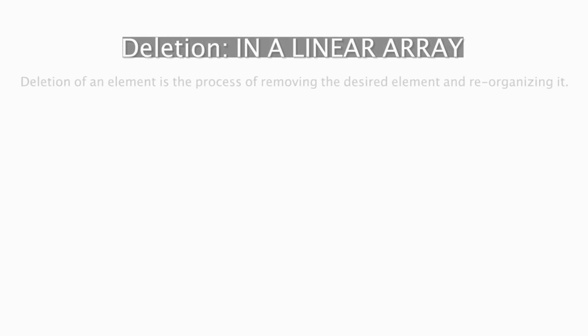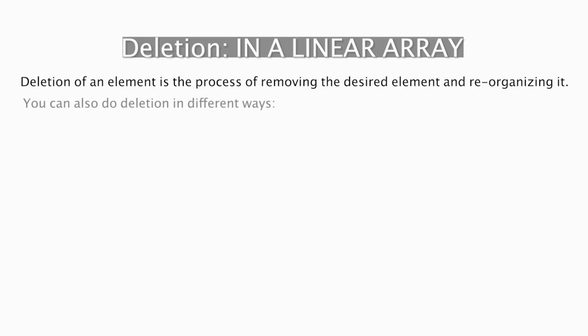Moving on to the next operation, that is called deletion. Deletion in a linear array. Deletion of an element is the process of removing the desired element and reorganizing the array. If the element is already available inside the array, we delete that item, remove it from the array, and generate a new list.